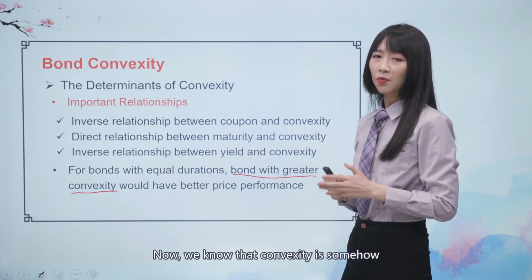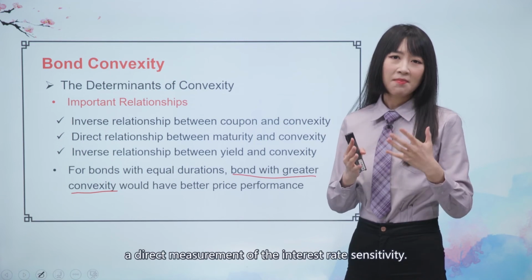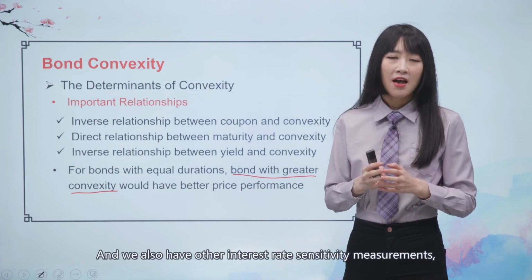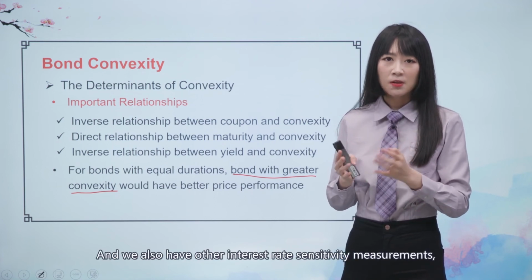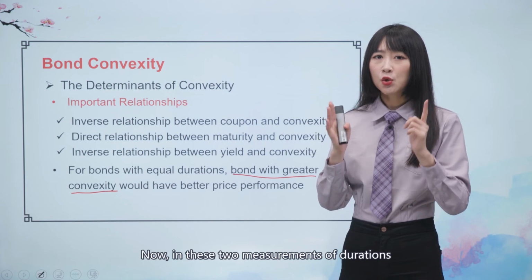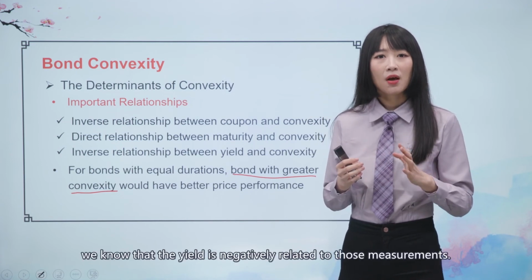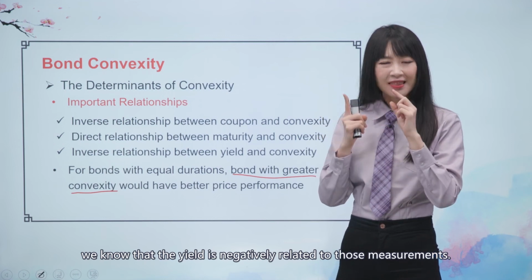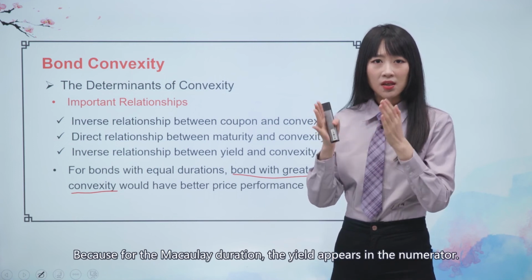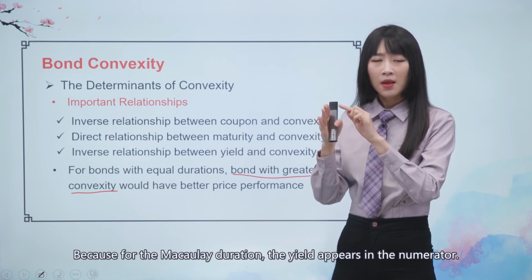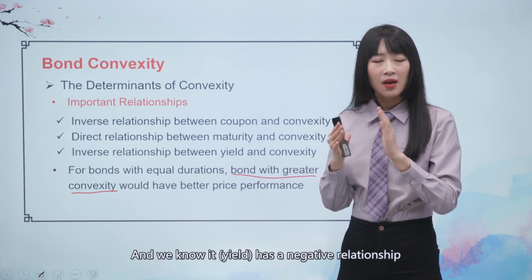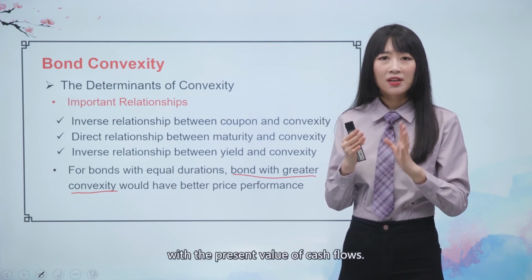Why is that? We know that convexity is somehow a direct measurement of interest rate sensitivity. We also have other interest rate sensitivity measurements, such as the Macaulay duration and the modified duration. In these two measurements of duration, the yield is negatively related to them because for the Macaulay duration, the yield appears in the denominator and it measures the present value of the cash flows. And we know it has a negative relationship with the present value of cash flows.